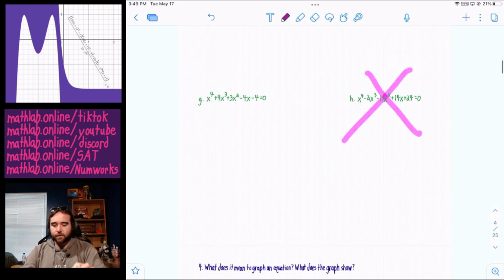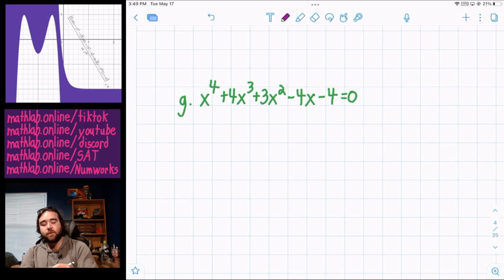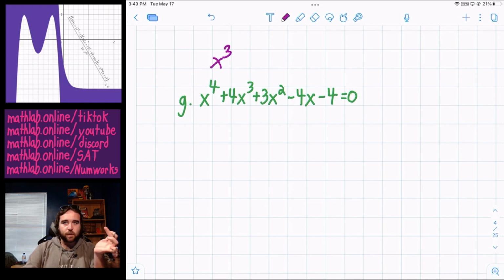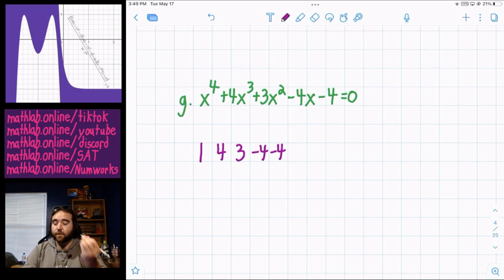So let's see. The next two didn't work, so now we're on G. And this is a long one. We're going to have to do synthetic division twice. Because see how when we do synthetic division once, we're going to get an x cubed? And then we got to do it again. So let's see. We got to remember our trick, because it works a lot. Do they all add up to 0?